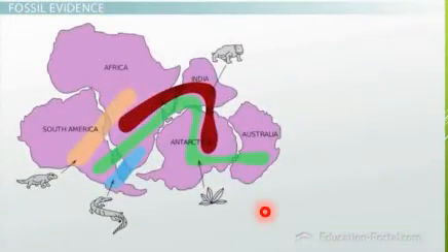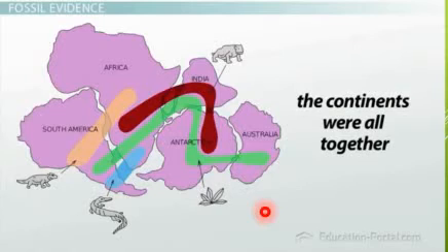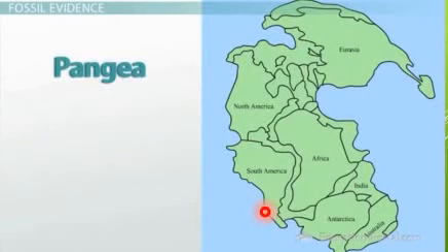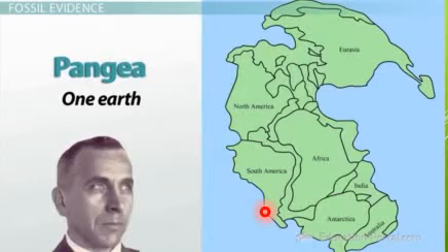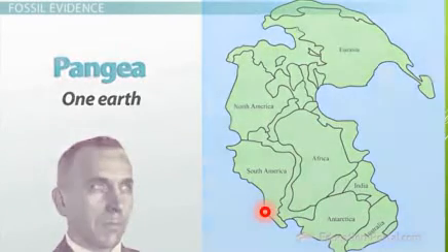Wegener developed a much simpler hypothesis that stated perhaps the continents were all together at one point, thereby also explaining the fit of the coastline. He then theorized a supercontinent he named Pangaea, which meant one Earth. He realized, though, that if this idea were to be accepted, he would need much more supporting data than he had, just fossils and fits of coastlines.